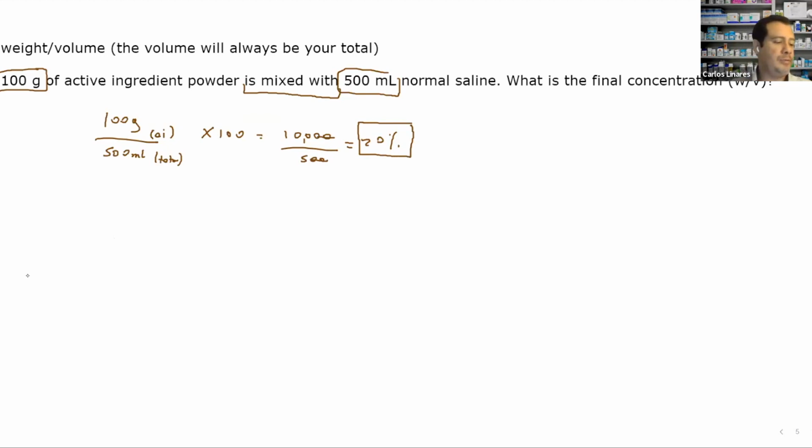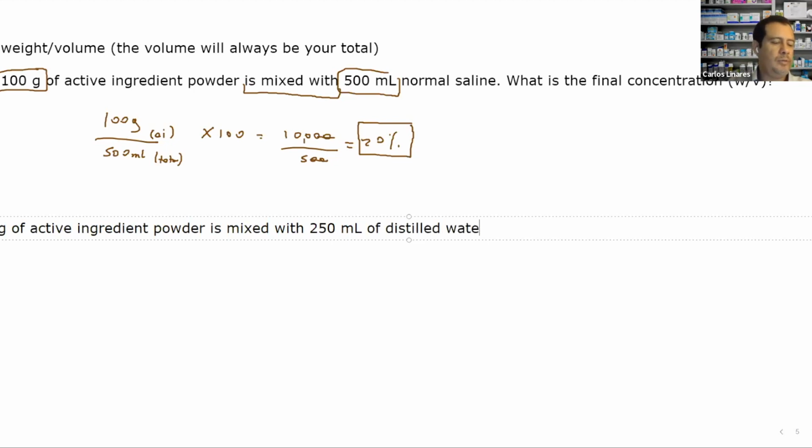These are the much simpler of the two. Okay, let's do this one here. 25 grams of active ingredient powder is mixed with 250 mLs of distilled water. What is the final percentage strength, weight per volume of this? I'll give this one to Anna.